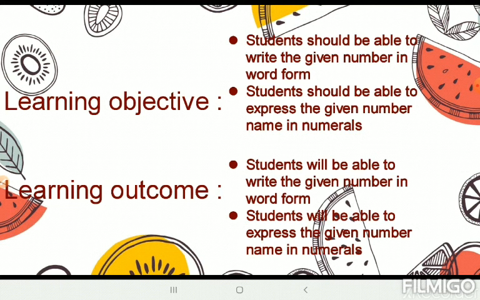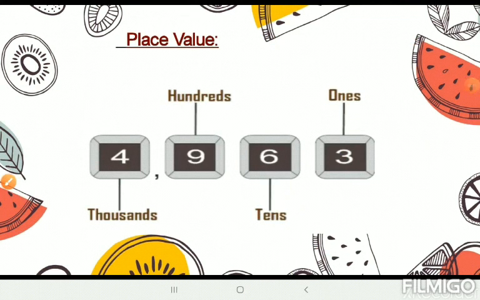So, the learning objectives are: students should be able to write the given number in word form, and students should be able to express the given number in numerals. At the end of the class, the learning outcome will be that students will be able to write the given number in word form and express the given number in numerals. Okay, before I start with the new topic, let's revise what you did yesterday.